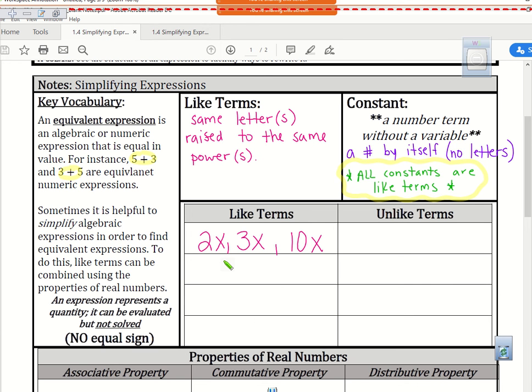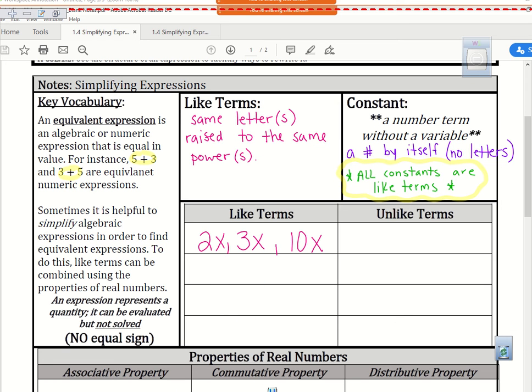So just like the coefficient, what number do we put when we don't see something there? A 1. So really, don't write this down, but just watch here. These are all being raised to the first power. Okay, we don't say that because it's redundant. There's one x being raised to the first power. So those are like terms.